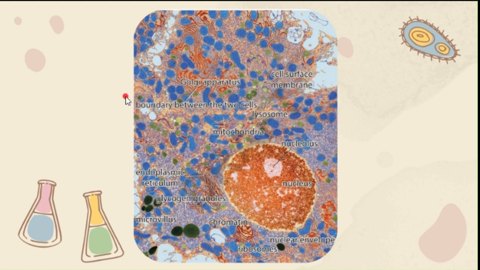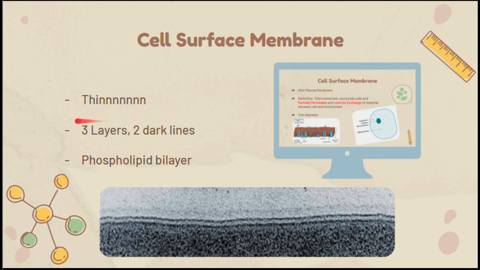But it makes sense if it's difficult to see, because the cell surface membrane, or CSM as we're going to refer to it from now on, is extremely thin. Practically just a line if we couldn't see this much detail with an electron microscope. It appears as three layers here, separated by two dark lines. The CSM separates the inside from the outside of the cell, and controls exchange between them. Don't forget, it's 7 nanometers.